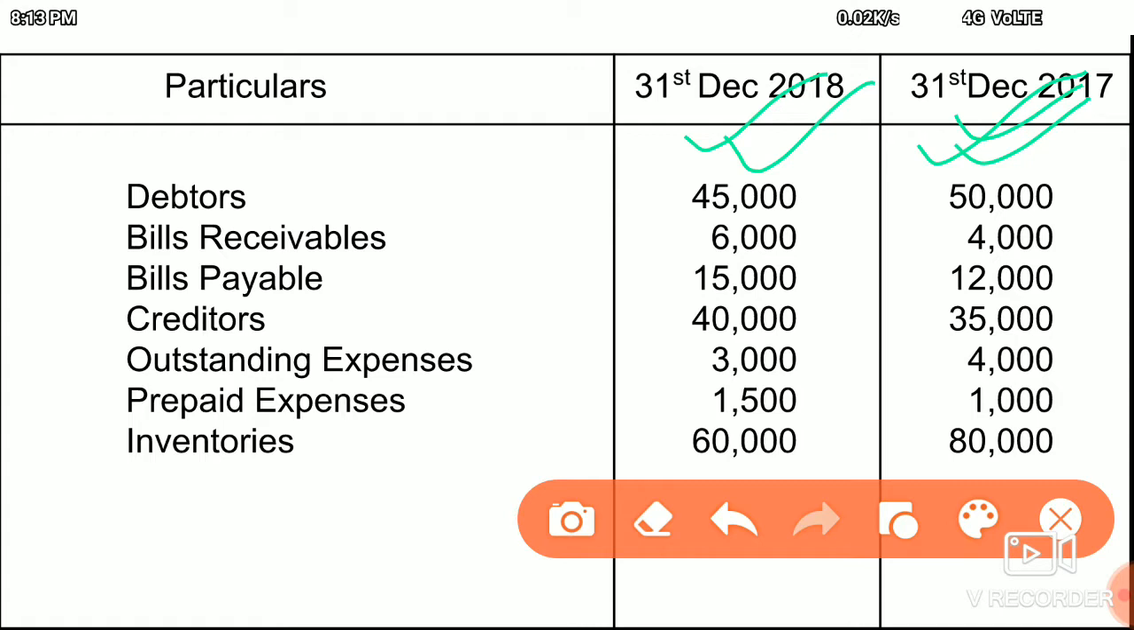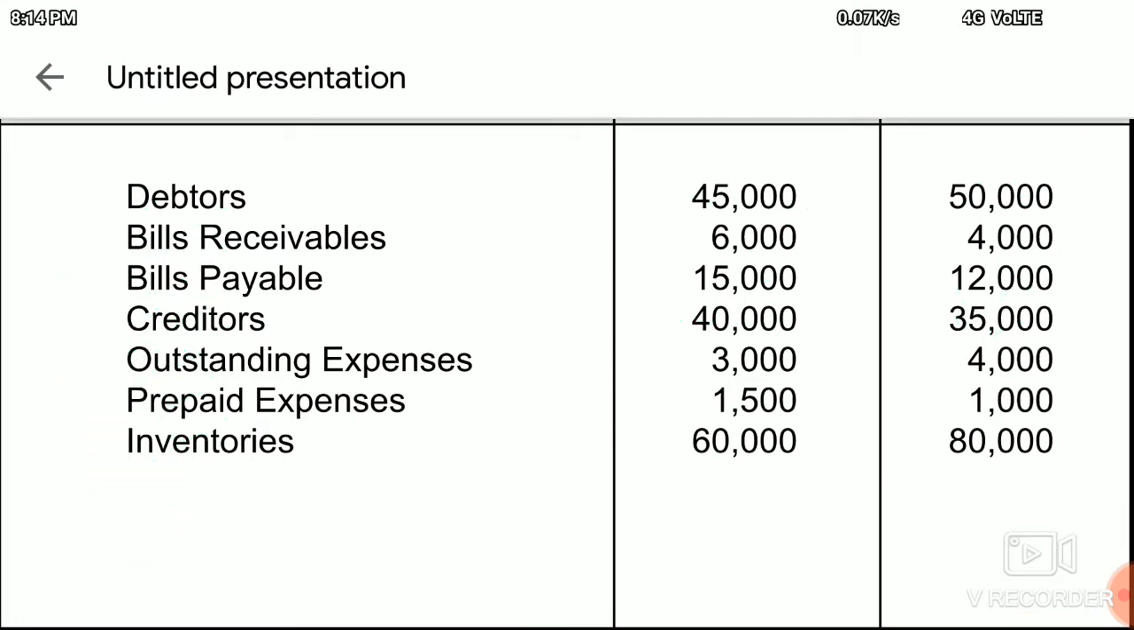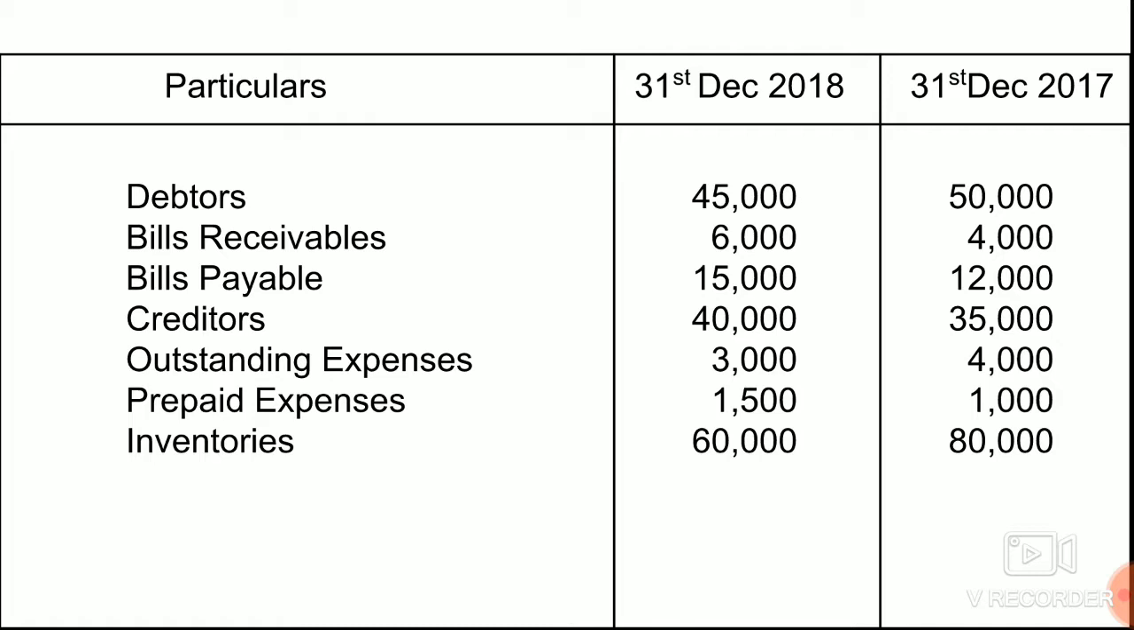The items are: debtors, which is a current asset; bills receivable, a current asset; bills payable, a current liability; creditors, a current liability; outstanding expense, a current liability; prepaid expense, a current asset; and inventories, which are current assets. We will discuss this later when we prepare the cash flow from operating activities. So let me show you how to prepare the cash flow statement where we will show the cash flow from operating activities.